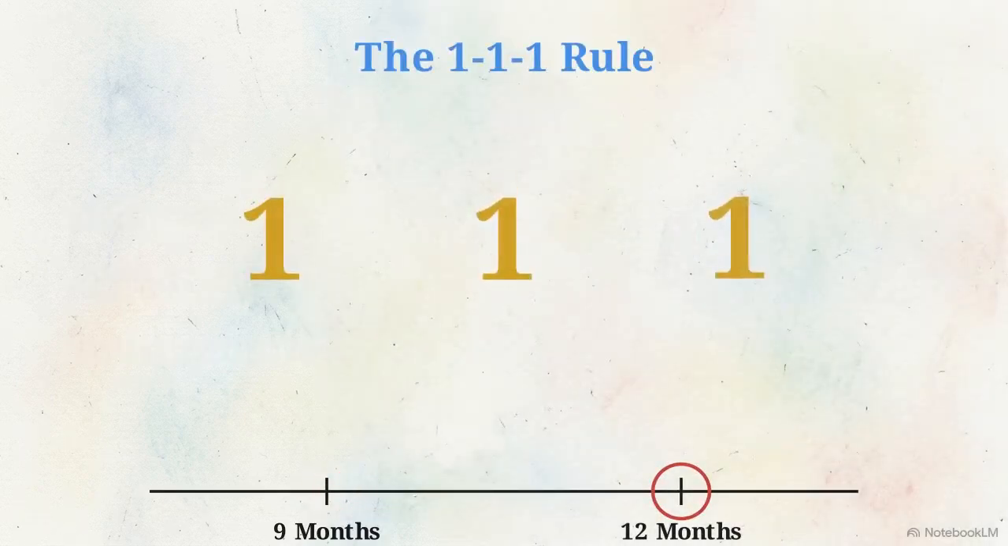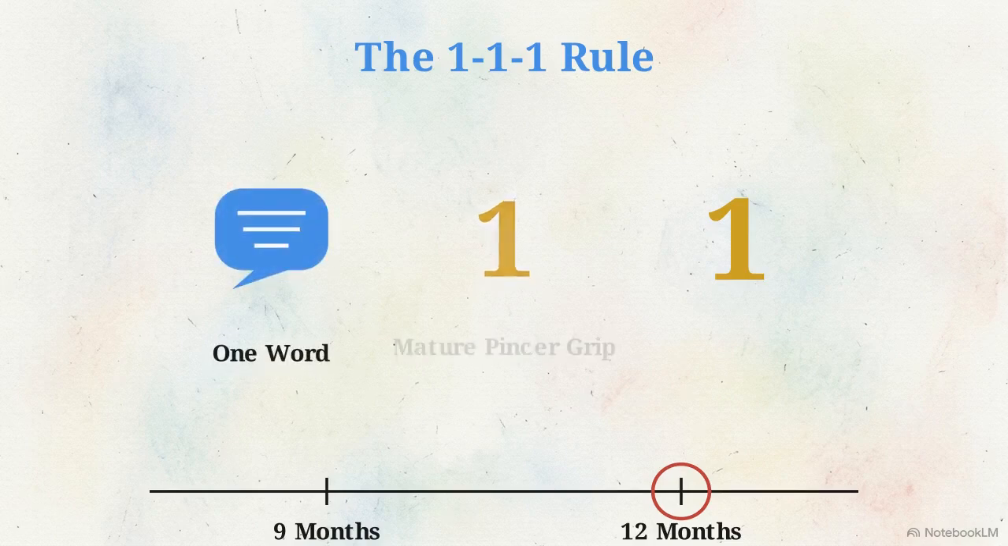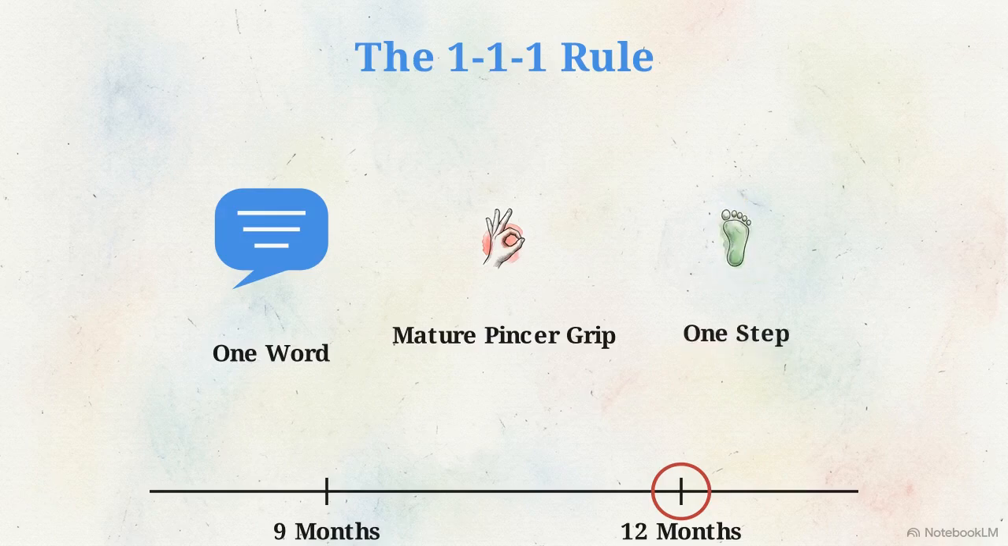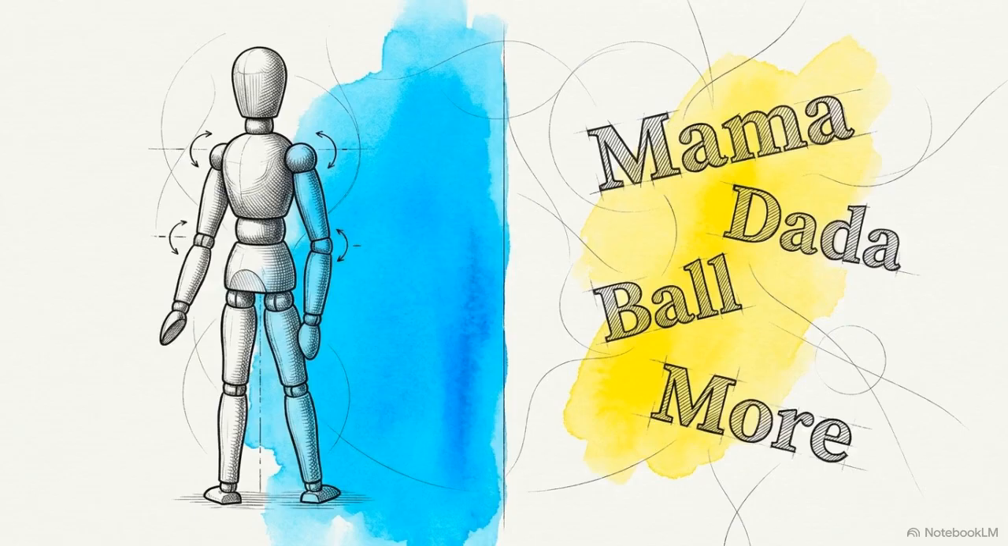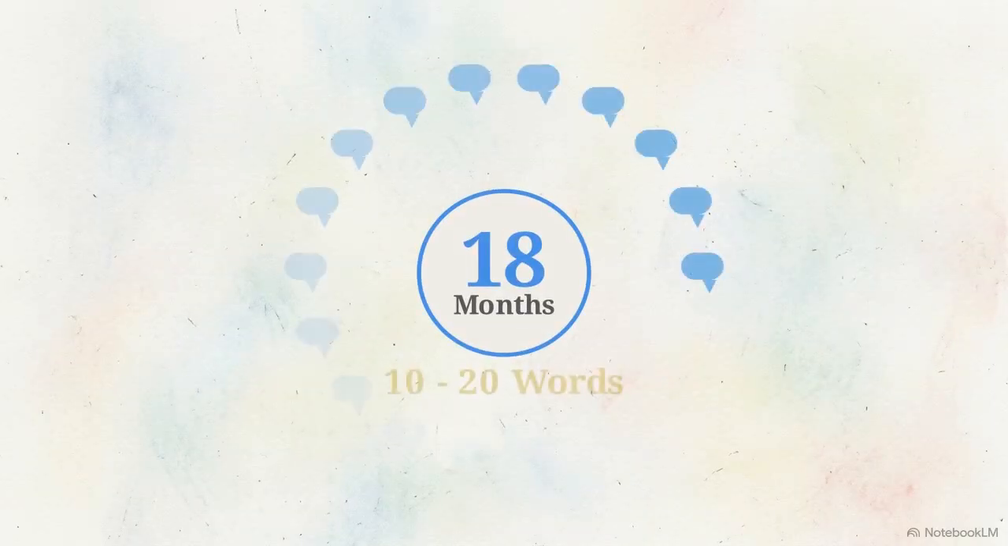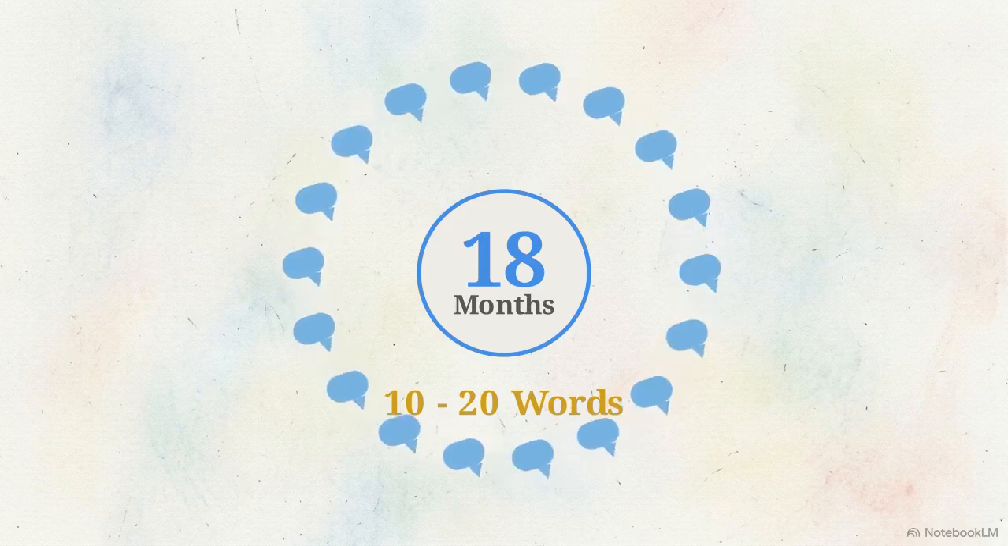At 12 months, we utilize the 1-1-1 rule. 1 year, 1 word, 1 object picked up with a mature pincer grip, and 1 independent step. By 18 months, the toddler experiences a simultaneous surge in both motor independence and vocabulary. The number 18 correlates to vocabulary size, with the clinical standard being approximately 10 to 20 words.